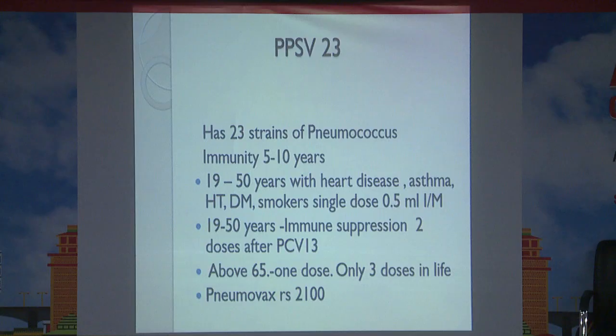PPSV23 has 23 different strains of the pneumococci. Immunity lasts 5 to 10 years. Persons with normal comorbidities are given a single dose between 19 and 50 years. But if they are immune compromised, PCV is given first, then 2 doses of this vaccine. And 1 dose is reserved for persons above the age of 65 years. So if we are above 65, we should get this vaccine, but before that, get PCV13. The cost of this vaccine is about 2100.